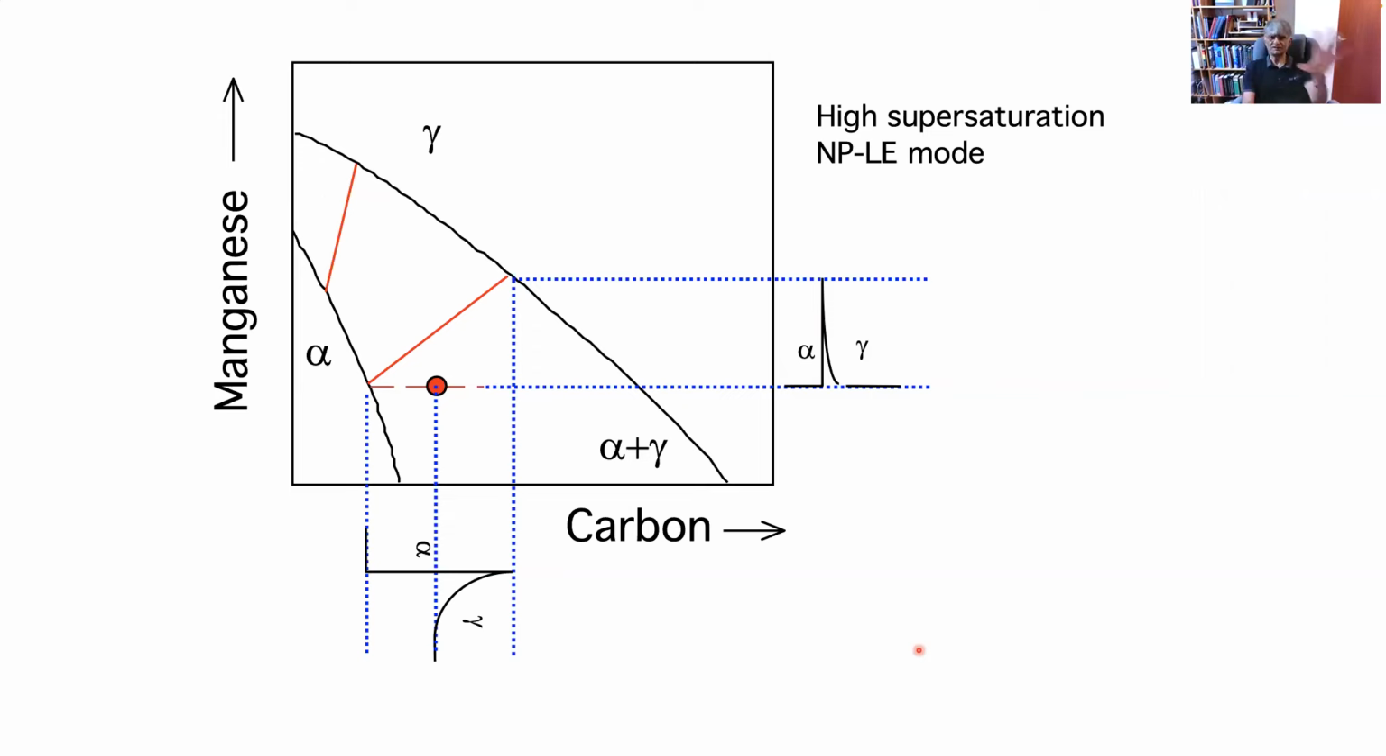And this is incorporated in many pieces of software which are now routine in most materials science departments and industry. For example, DICTRA and MatCalc and so on.